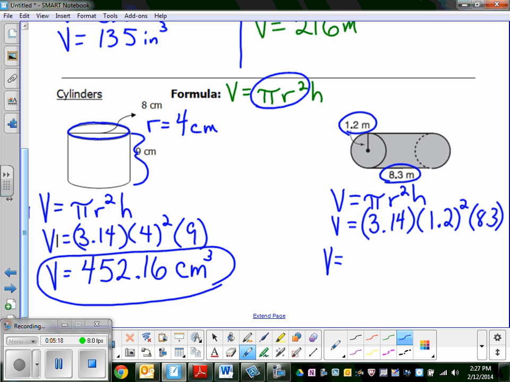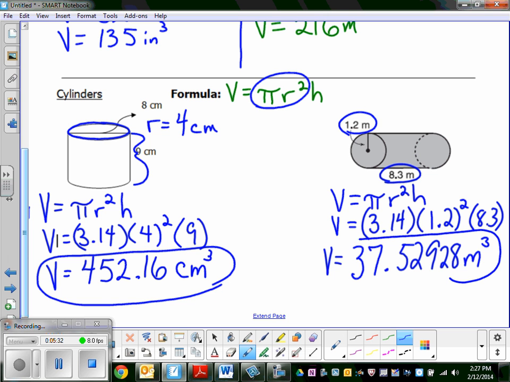Now this one ends up being a very, very long decimal of 37.52928. Be careful with problems like this. Make sure you read the directions very carefully. It'll tell you exactly which decimal place to round to, or if it does not, make sure you list the entire answer.